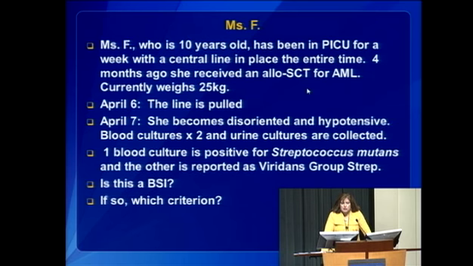Her blood cultures are collected ×2, and they send urine cultures as well. One of the blood cultures is positive for strep mutans, and the other is reported as positive for Viridans group strep. So the first question is, is this a BSI, and if so, which criterion?